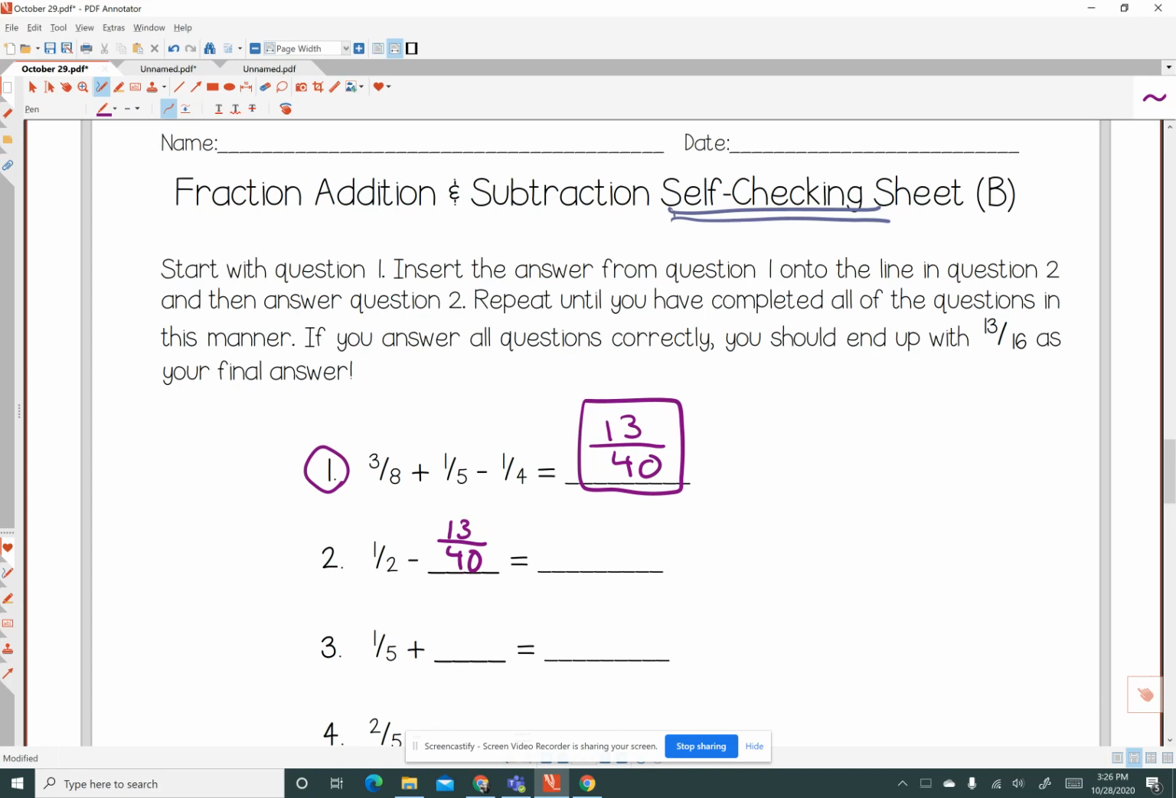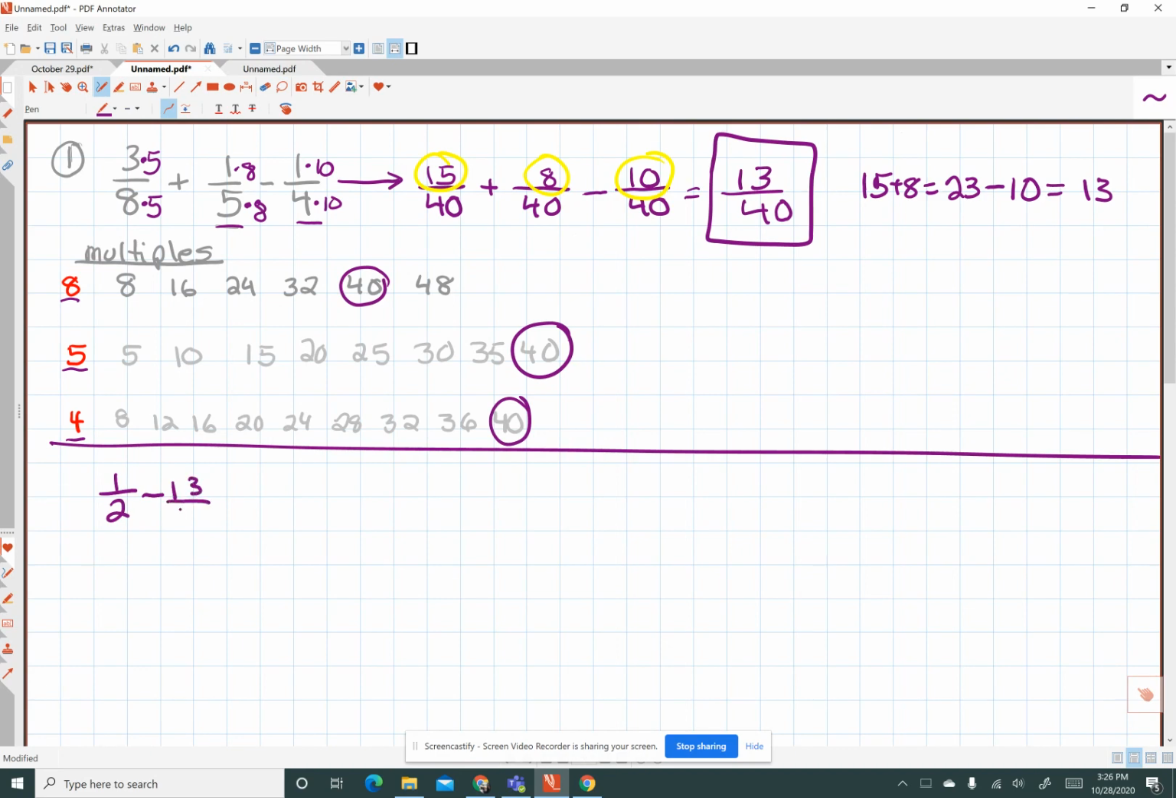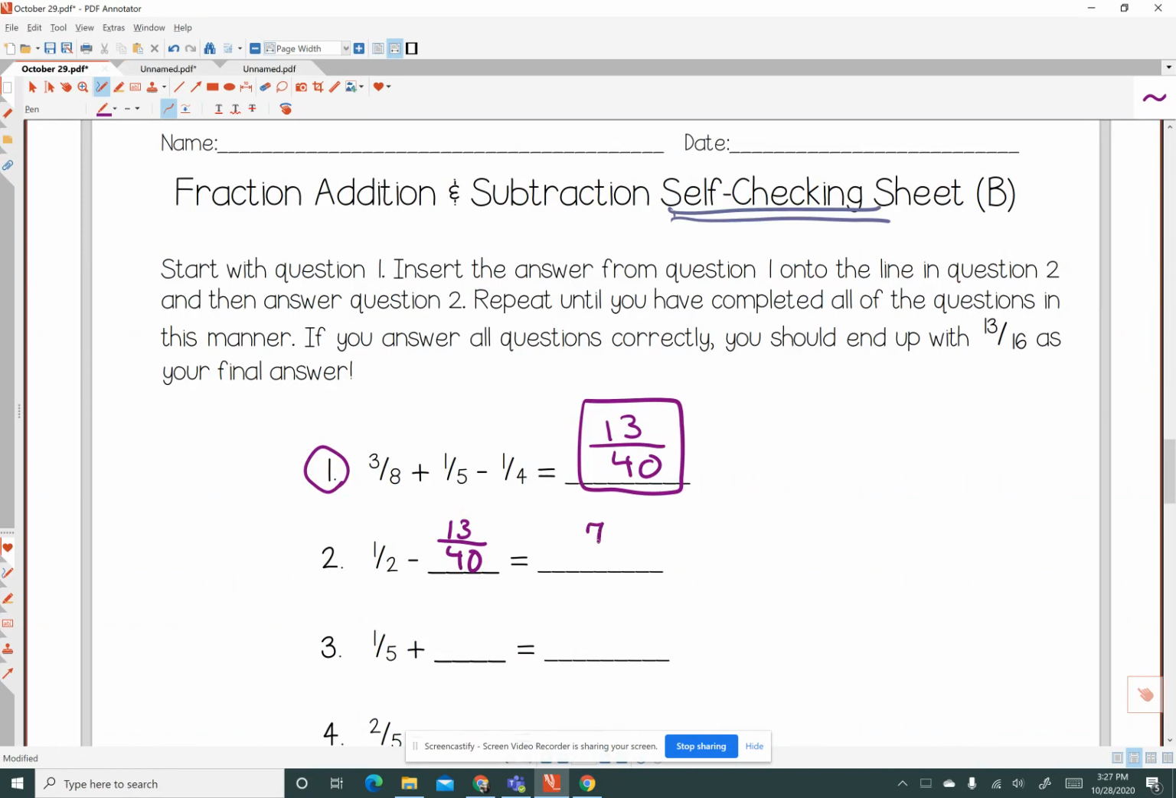Now we have 1/2 minus 13/40. So let's get some room. 1/2 minus 13/40. Well, 40 is a multiple of 2, so we can keep that denominator. We need to turn the next denominator into 40ths. So 2 times 20 is 40. 1 times 20 is 20. And 20/40 minus 13/40 is 7/40. Let's go back to our page. And that's a final answer there. But that also has to go here.